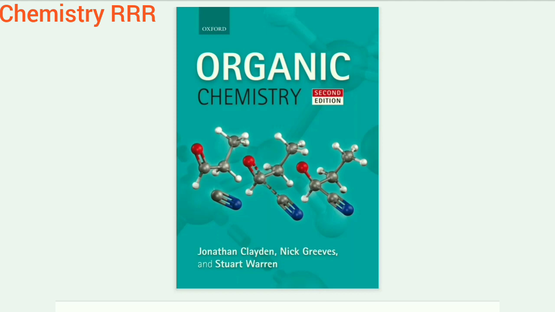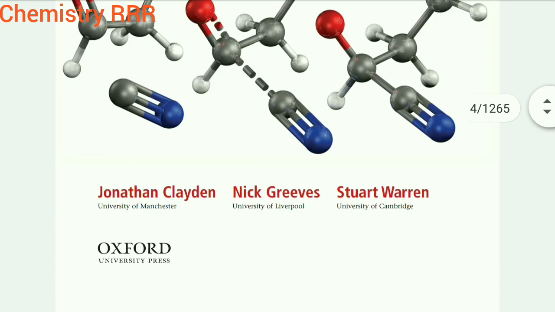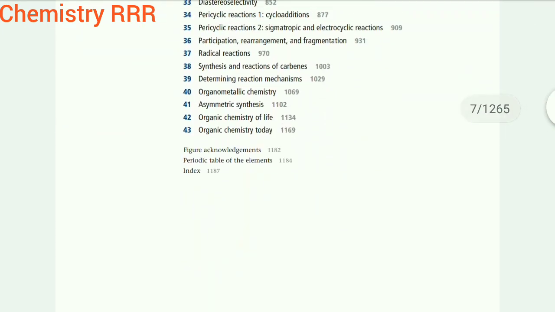Now in today's session, I am going to discuss how to read Organic Chemistry by Clayden. Organic Chemistry by Clayden contains 43 topics. So start your reading from chapter number 5 to chapter number 41, that is asymmetric synthesis. These are very important topics for CSIR NET, GATE, IIT JAM, BARC, TIFR exam aspirants, and also important for BSc and MSc students.